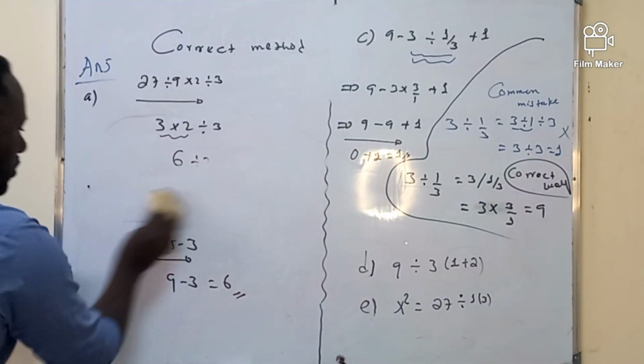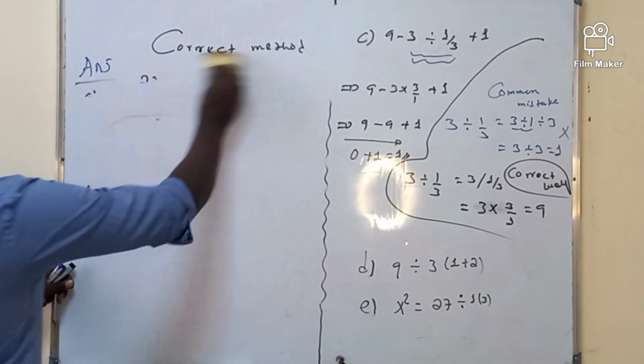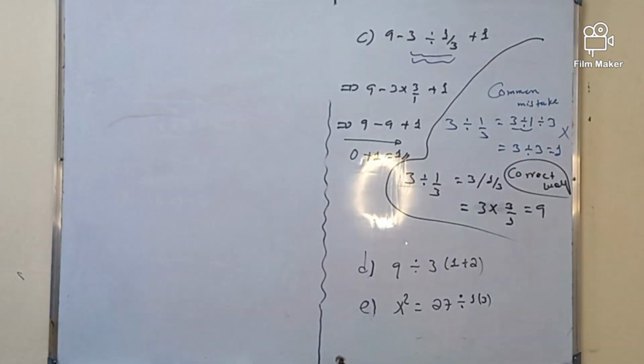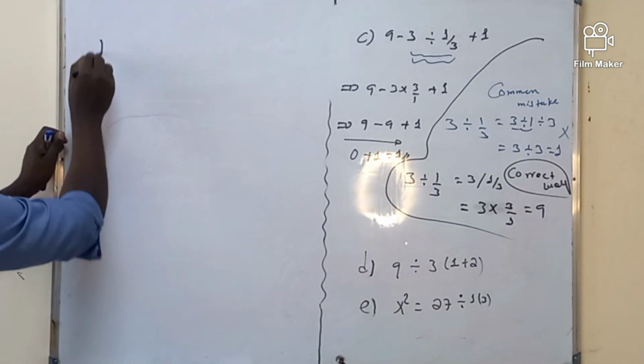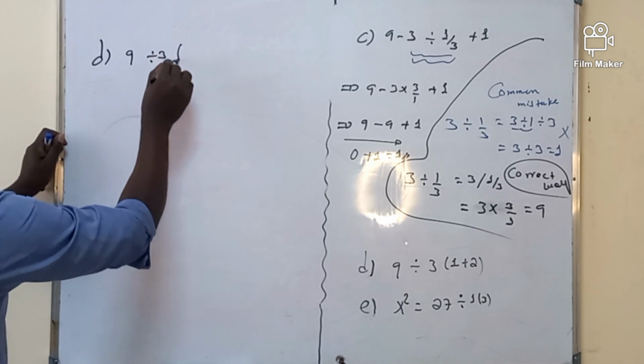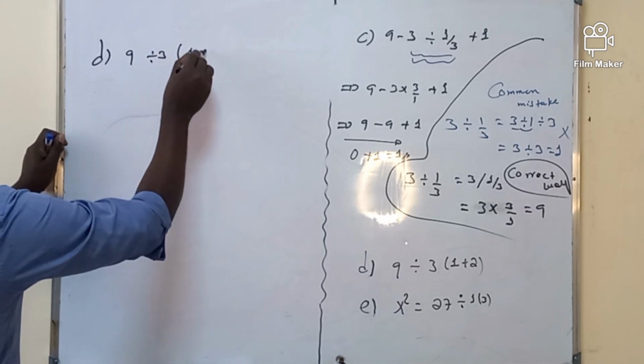So now let's come to the other case where many people are going to make a mistake. Look at this one. The next problem is 9 divided by 3 times 1 plus 2.